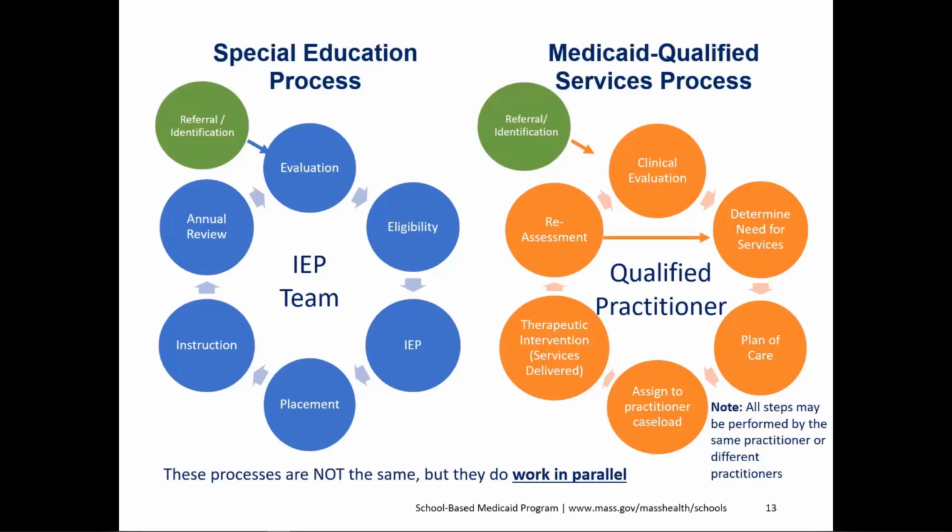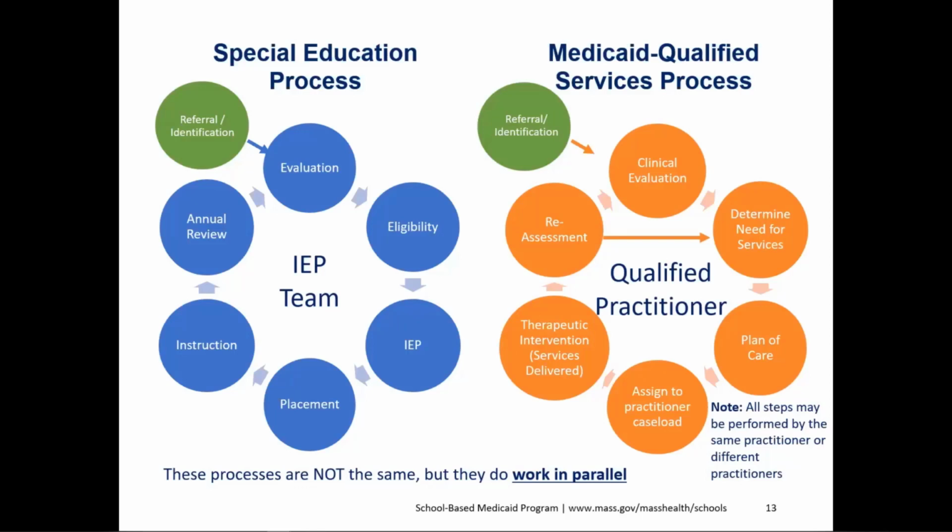With Medicaid qualified services, it's really very, very parallel. So initially, you might be aware that the student needs to be looked at by a clinical professional from a variety of ways, again, referral or identification methods to identify you've got a kid that you need to take a look at. But a clinical evaluation by a qualified practitioner is going to be performed, and they'll determine whether the student needs services. They're going to write a plan of care to provide those services and assign this student to a practitioner's caseload to receive the services.